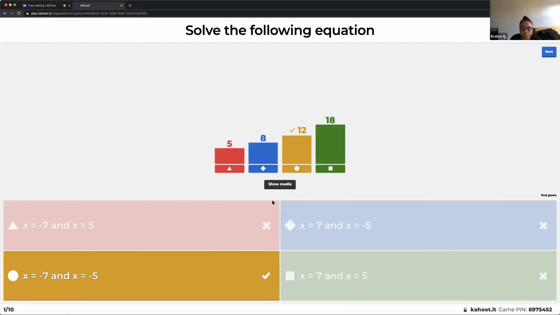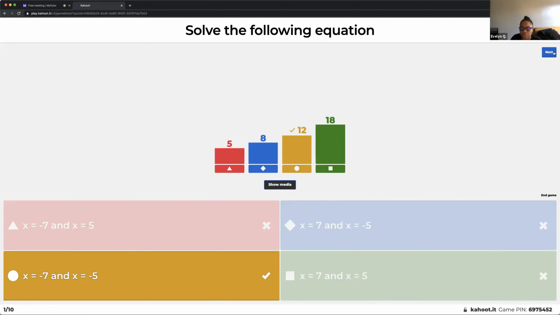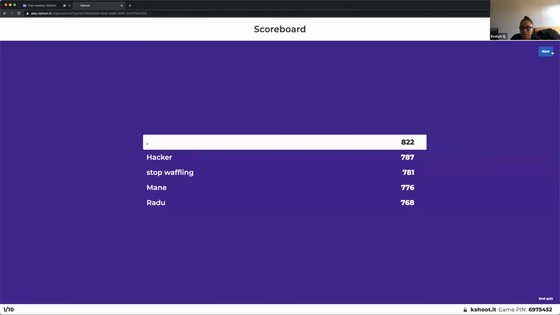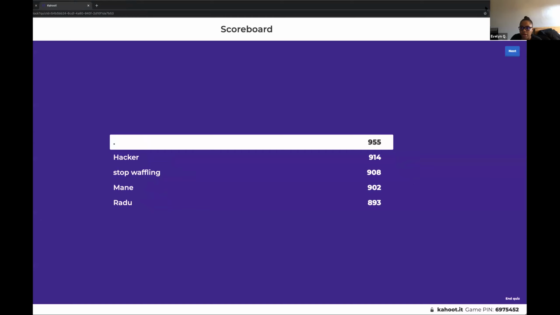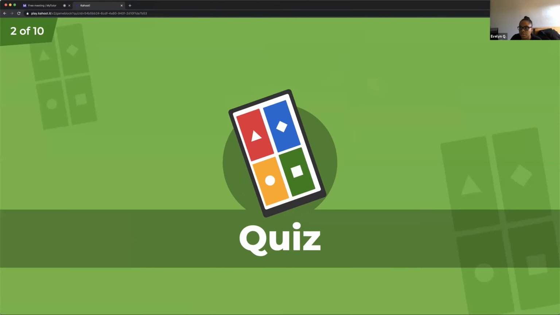Right, if we have a look at it, the two numbers that multiply to give me a positive 35 and add to give me a negative 12 will be -7 and -5. So brilliant. Well done for those of you who spotted that. Well done to the top 5. Let's go on to the next question.